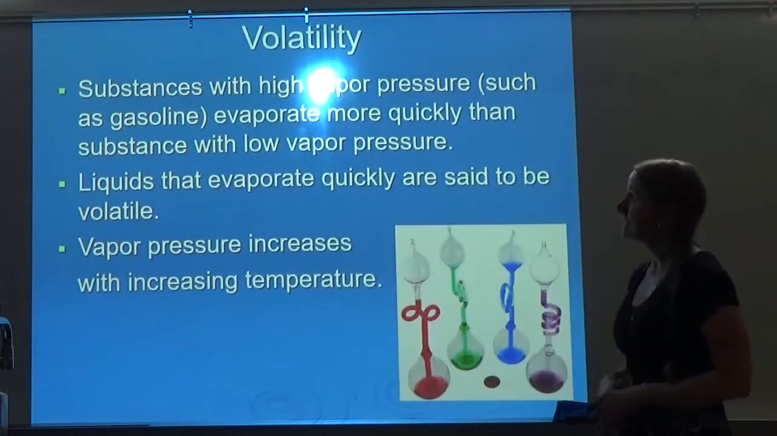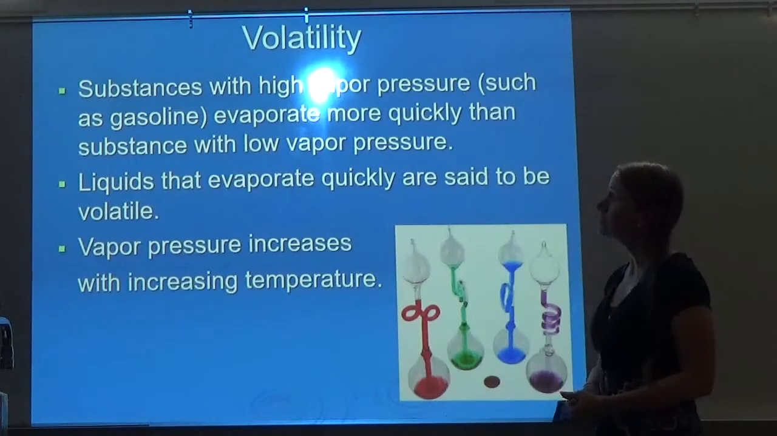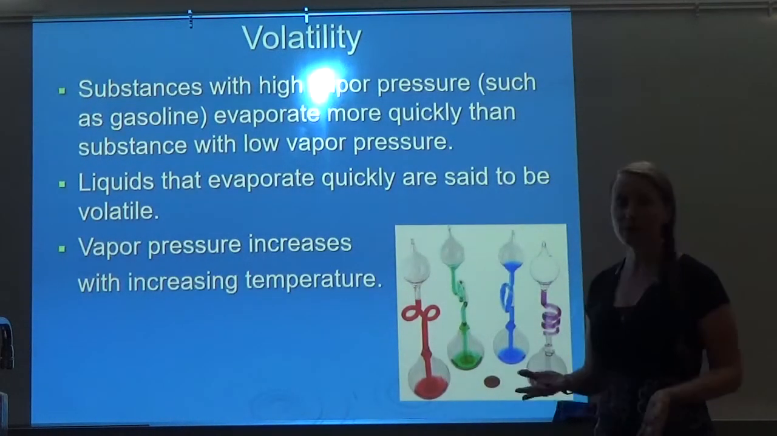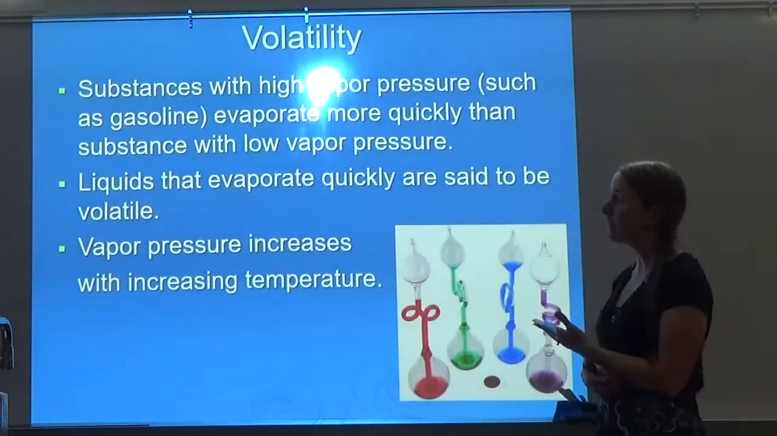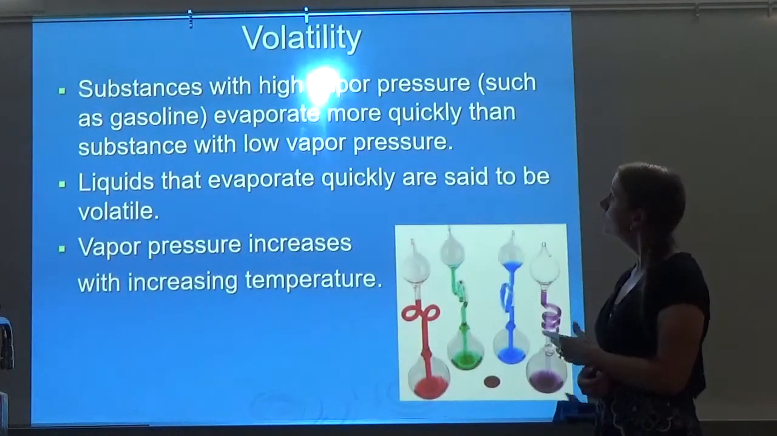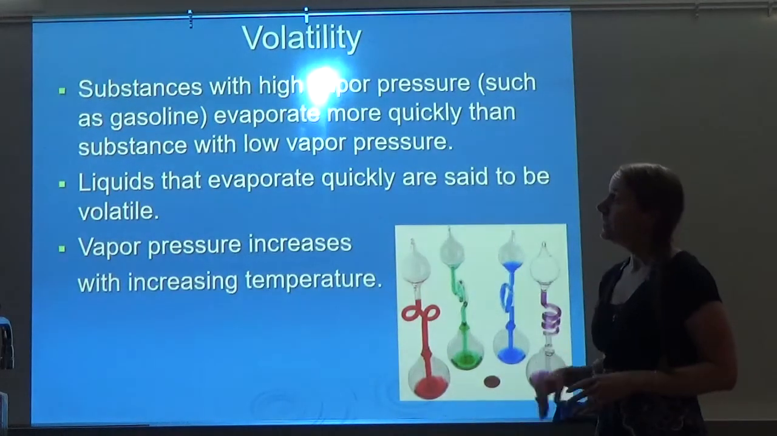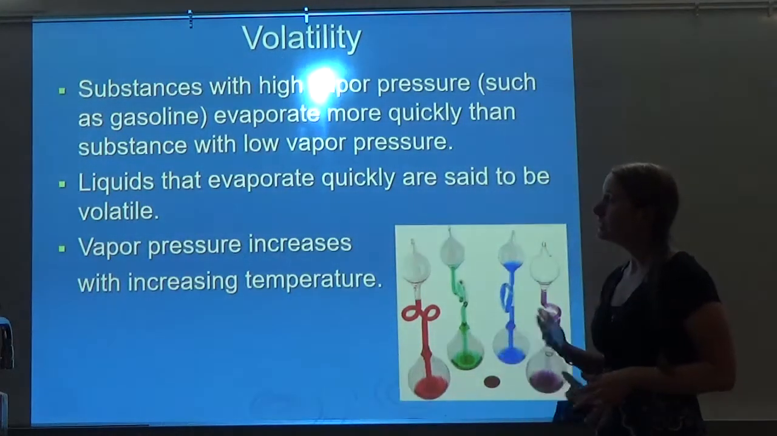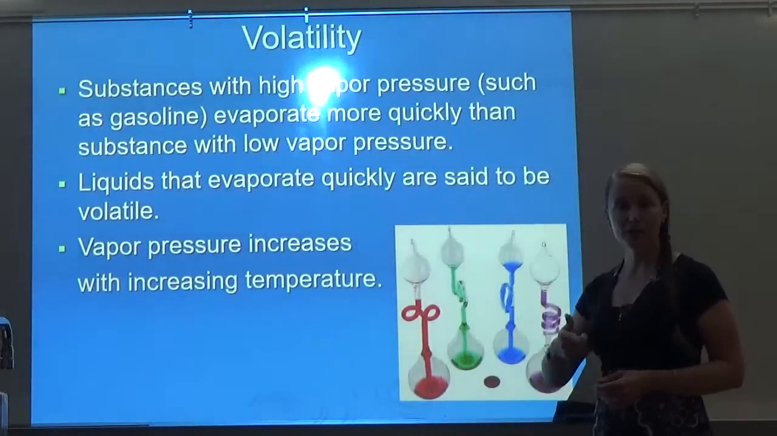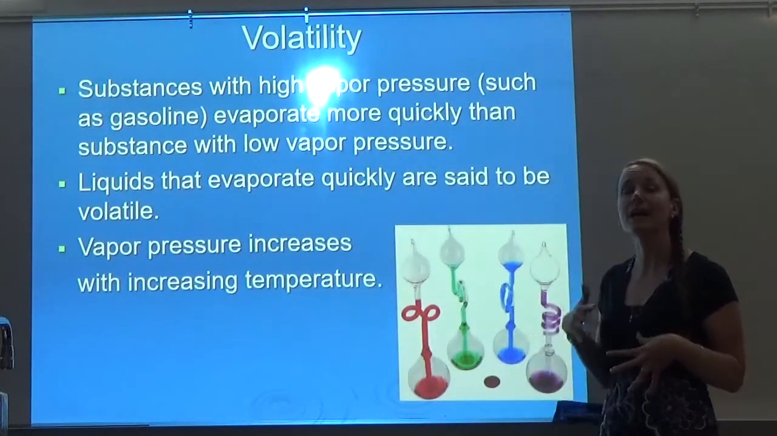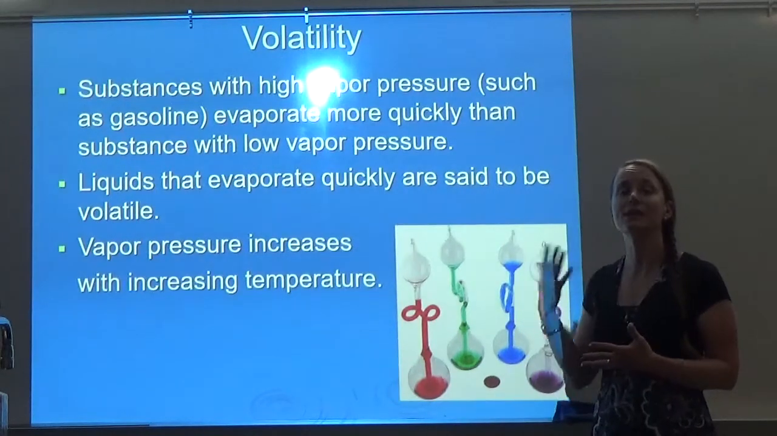So volatility. Substances with high vapor pressure, such as gasoline, evaporate more quickly than substances with low vapor pressure. So the higher the vapor pressure, the more quickly it will evaporate. Liquids that evaporate quickly are said to be volatile, and vapor pressure increases with increasing temperature. So if you increase the temperature, the vapor pressure increases because more molecules have the kinetic energy they need to become a gas.